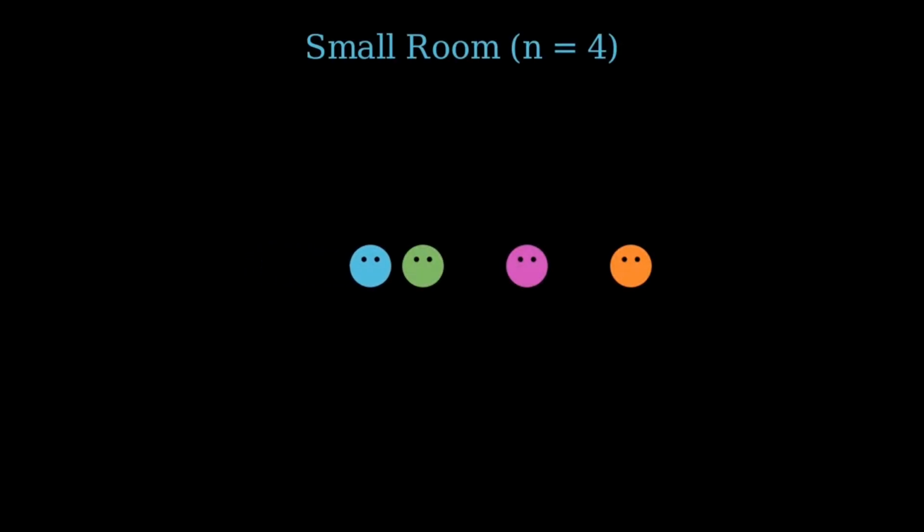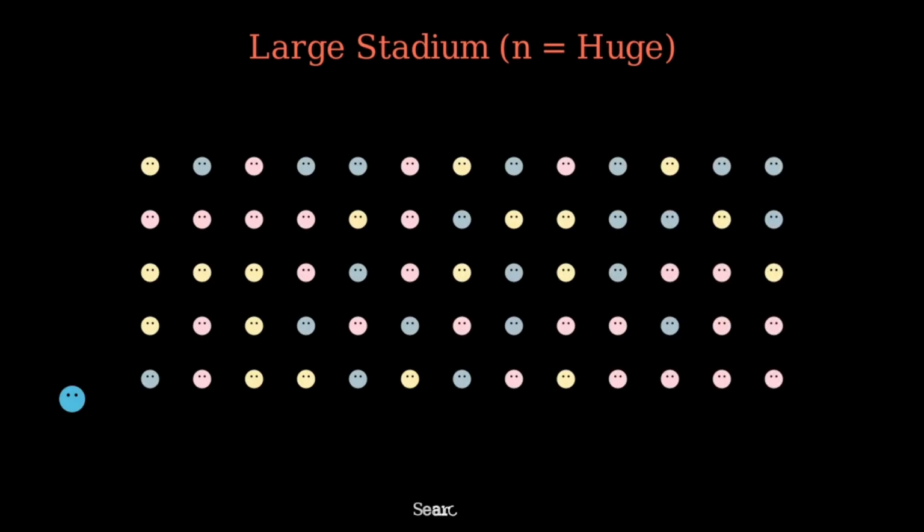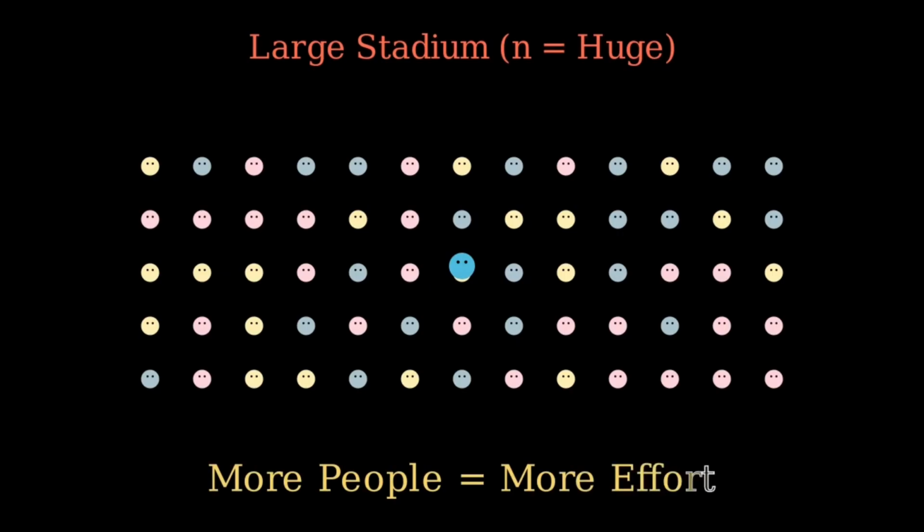Imagine you're looking for a friend in a small, cozy room with just four people. You'd find them in seconds, right? Easy. But what if the room turns into a massive, packed stadium with 10,000 people? Suddenly you're running, you're searching, and you're sweating. The problem stayed the same, that is to find the friend, but the effort exploded.